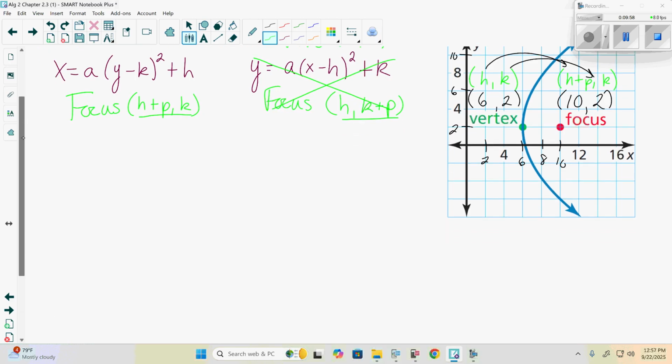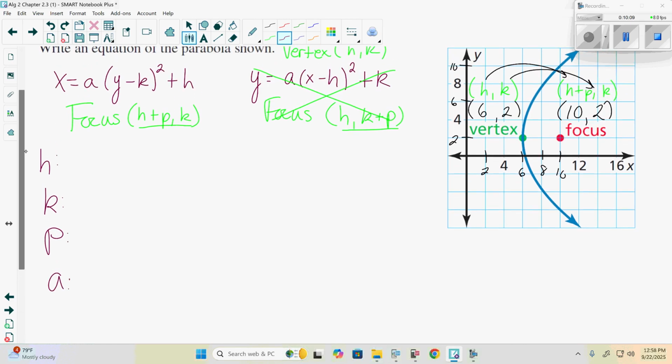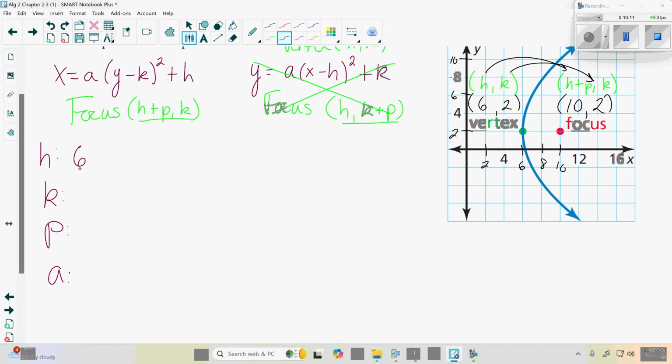Because now we do have the values of h and k. We still need to find p, and we need to find a. Well, the value of h is 6. The value of k is 2.